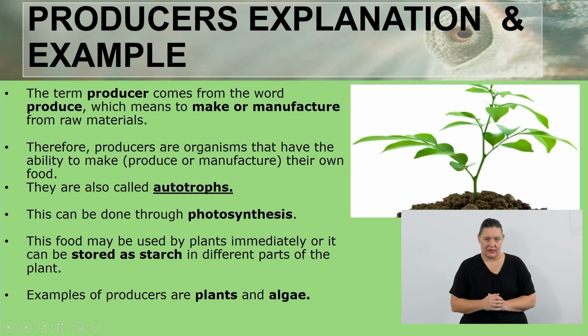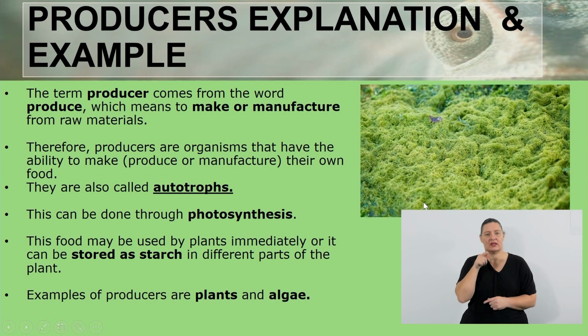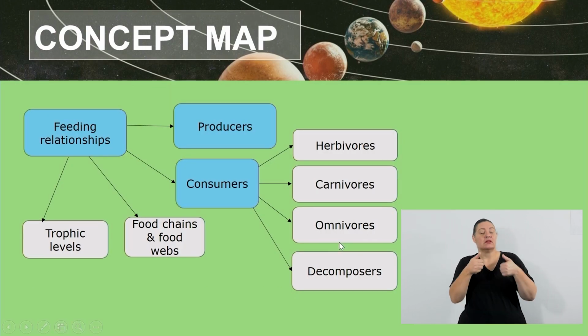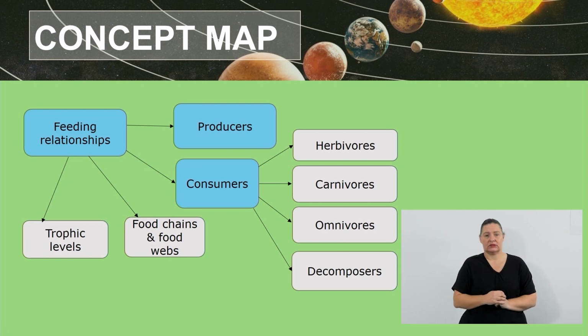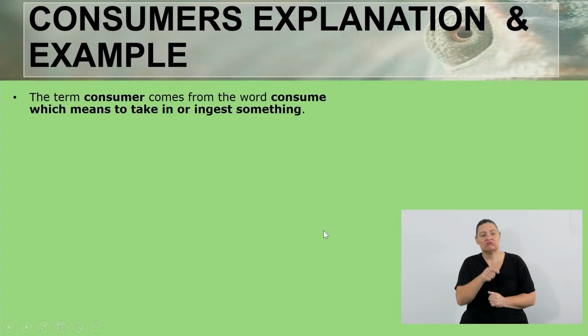So here's a nice picture of a plant that can photosynthesize or make its own food. And then we have a nice example of an algae, which we normally find in wet areas or in aquatic ecosystems. Then we are going to start with the next concept of our lesson, which is consumers. So we have 4 different types of consumers. Now we are going to look at what consumers are.